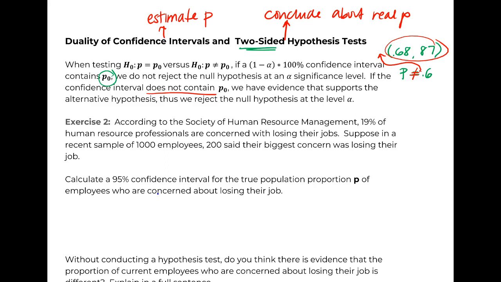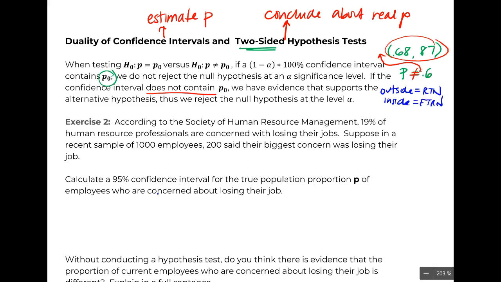So to me, this is intuitive. You shouldn't need to waste any note card space or memorize anything. But generally what you're thinking here is outside or does not contain is reject the null. If our value falls inside, then we're failing to reject the null.